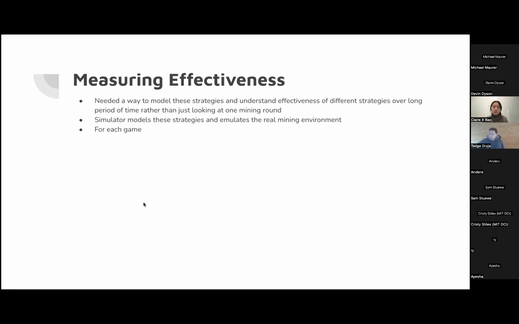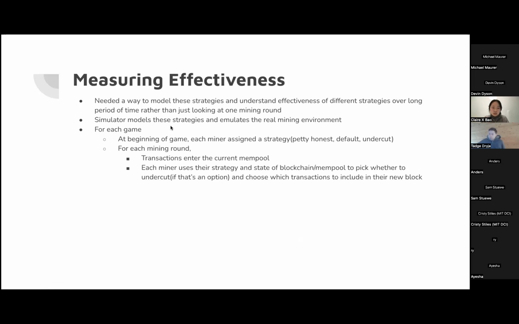Specifically, the way the simulator works is for each game, at the beginning of the game, each miner is assigned a strategy: petty honest, default, or some flavor of undercutting miner. Then for each mining round, we simulate transactions entering the current mempool, and we can control this and code it as we need. Each miner uses the code from their strategy to interpret the state of the blockchain and the mempool, and uses that information to pick whether to undercut if they're an undercutting miner, and to choose which transactions they want to actually include in their block.